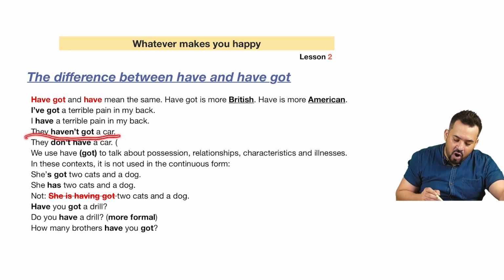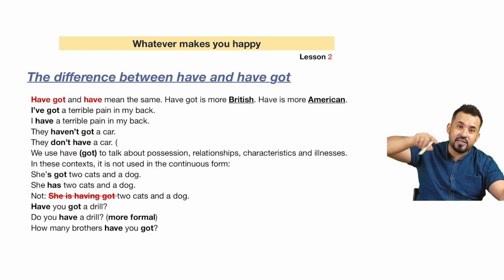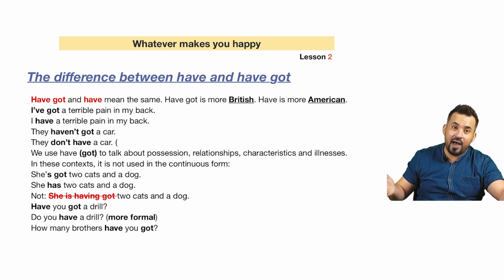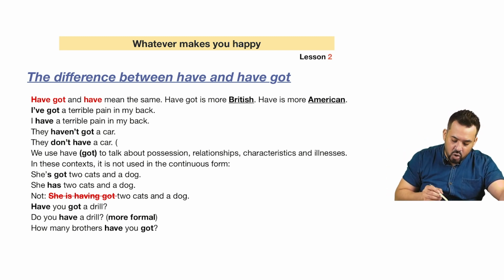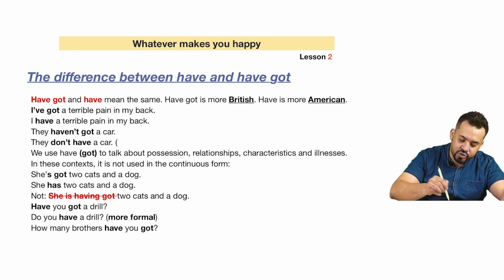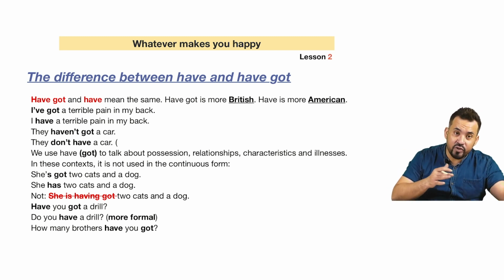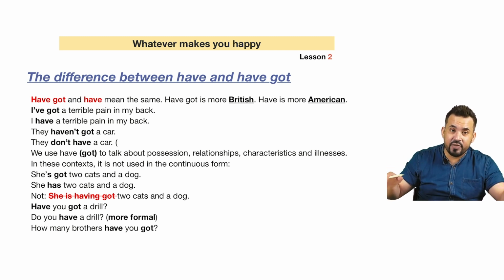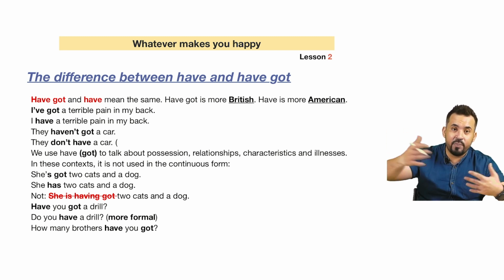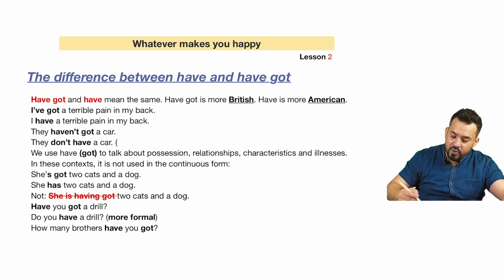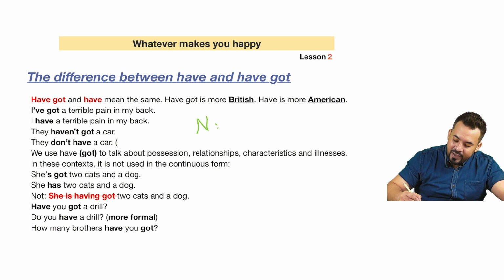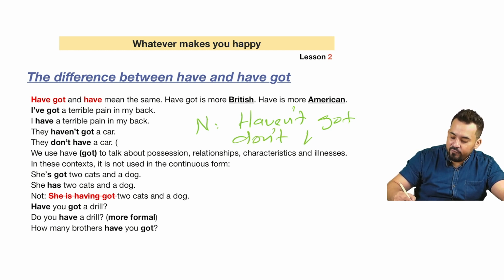They haven't got a car, they don't have a car. So in case of the negative, haven't got will become don't have. And in case of the question, have you got a drill will become do you have a drill? Okay? So pay attention to these two. Have got and have are exact same thing, same meaning, same use. One can replace the other without a problem. But if it was in the negative form, then haven't got will become don't have.